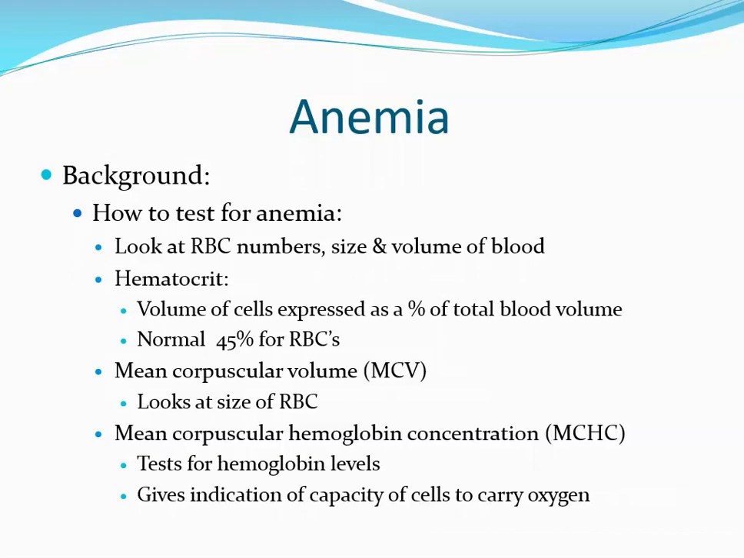You can also do a mean corpuscular volume. This looks at the overall size of a red blood cell. And you can also look at the mean corpuscular hemoglobin concentration. This tests for the hemoglobin levels in red blood cells, and it gives an indication of the capacity of these cells to be able to transport oxygen.